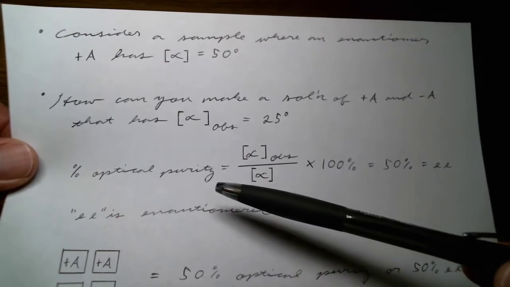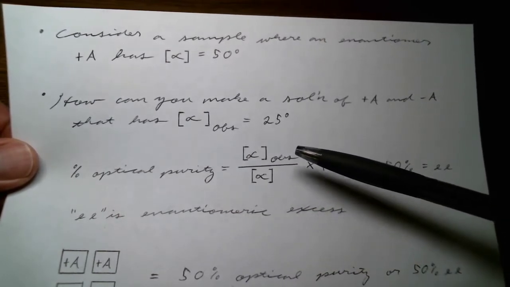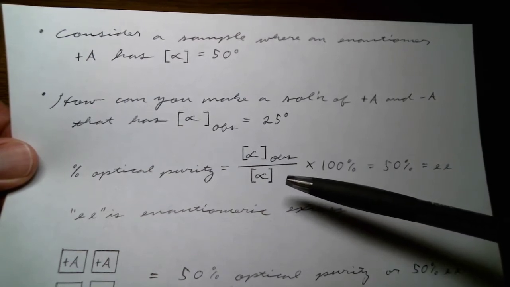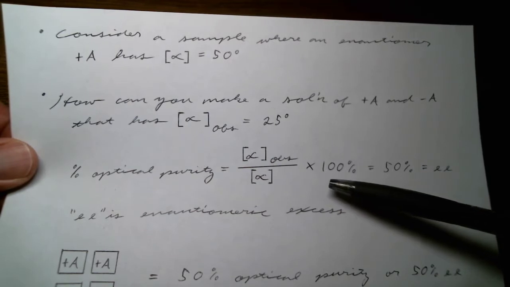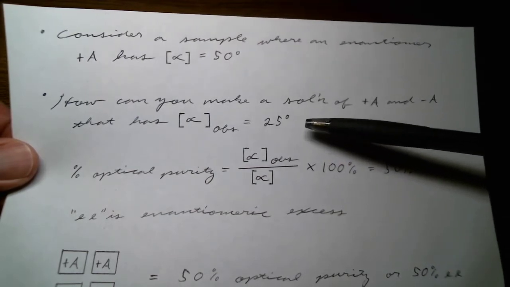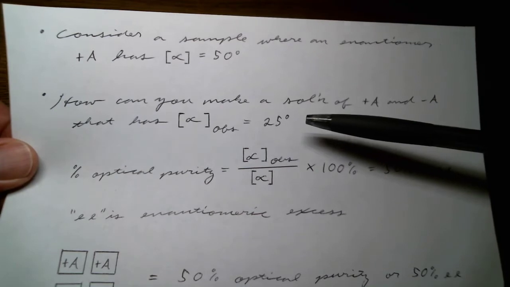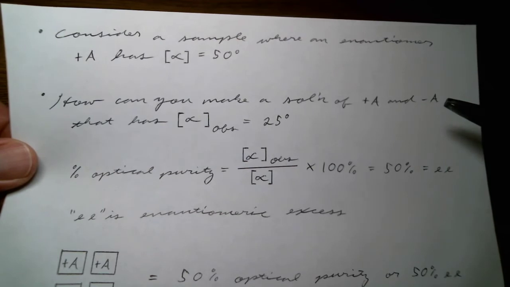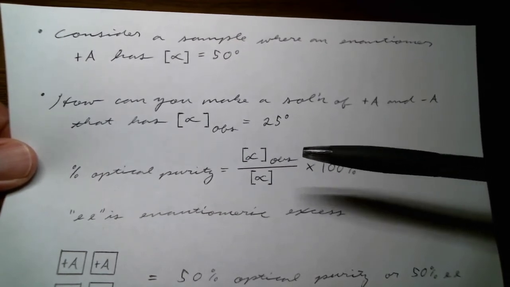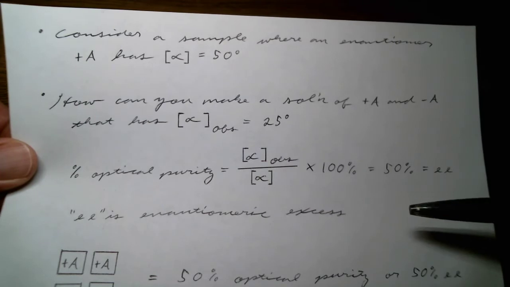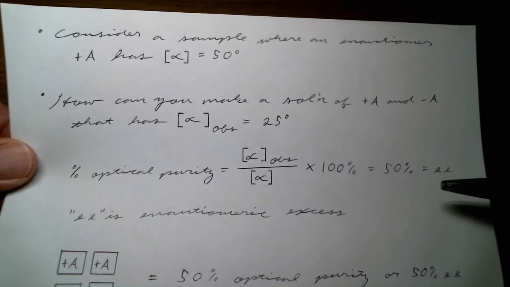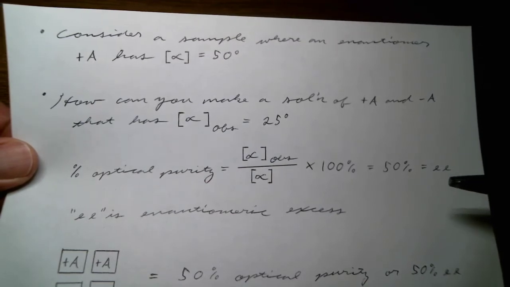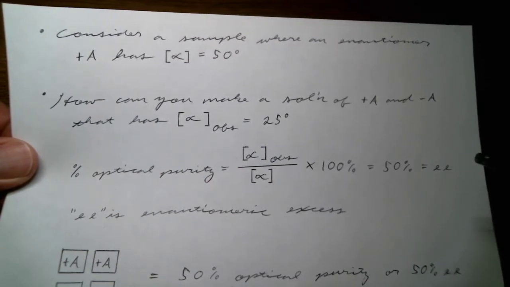So we define percent optical purity as our observed rotation alpha over a specific rotation of a pure enantiomer times 100%. And in this case, where we want a solution with an observed rotation of 25 degrees, that means we have more plus A than we do minus A. So we put 25 divided by 50 times 100%, that's 50%. And we can also define this as the enantiomeric excess, or EE. So a 50% EE solution.